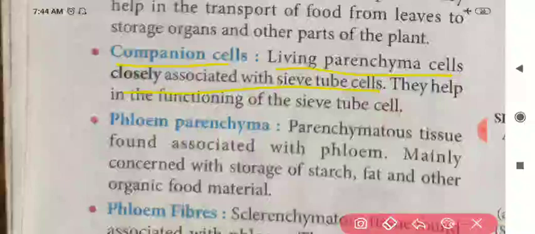They help in the functioning of sieve tube cells. So companion cells are also living parenchyma cells, and they help the sieve tubes in the transport of food.